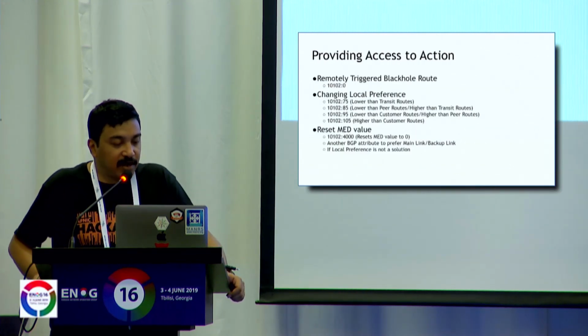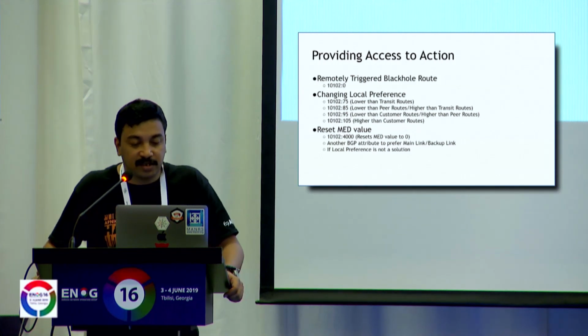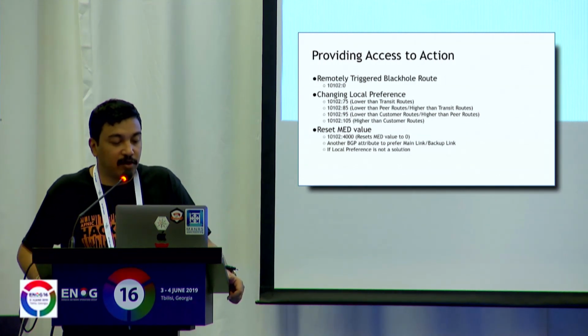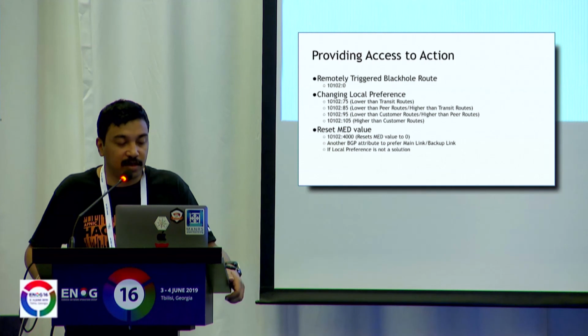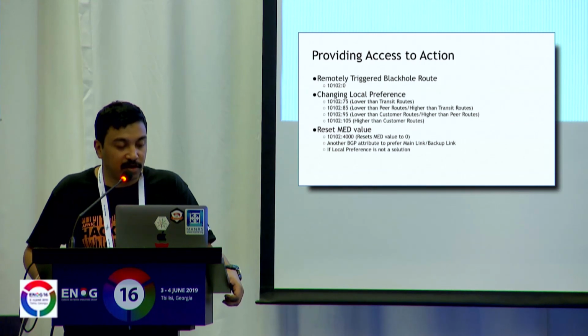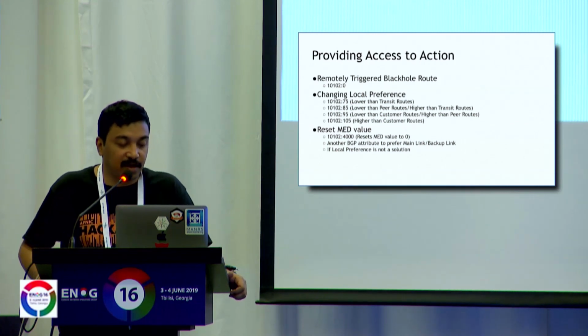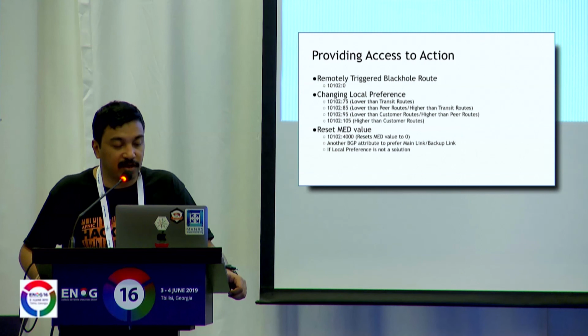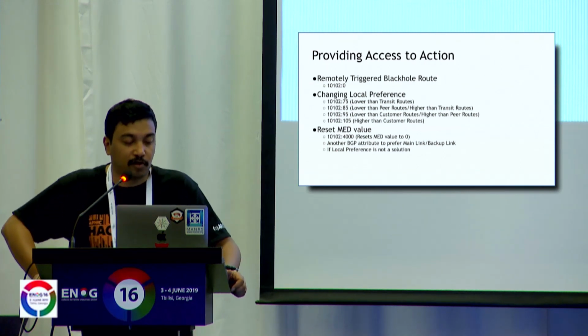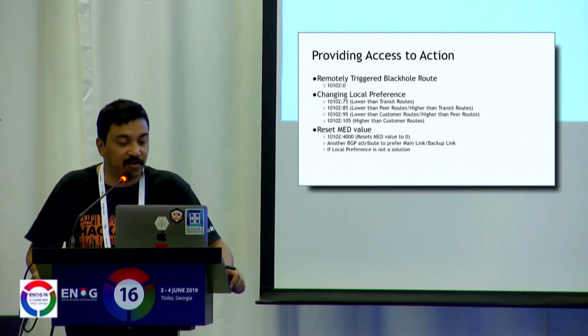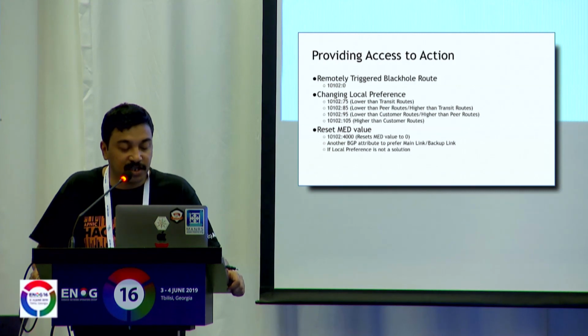Then you can design to provide access to action. So for 10102:0, what you are doing is you are allowing someone to black hole your route. Then you are allowing changing the local preferences within your network. So if someone is sending their prefixes with community like 10102:75 or 85, 95 or 105, you are changing the local preferences and resetting the local preference within your network.